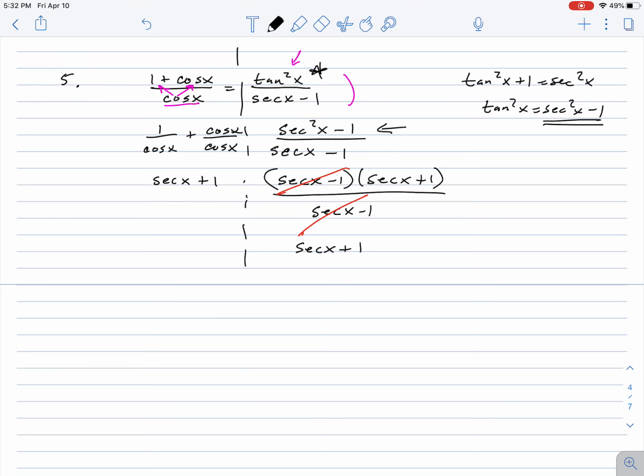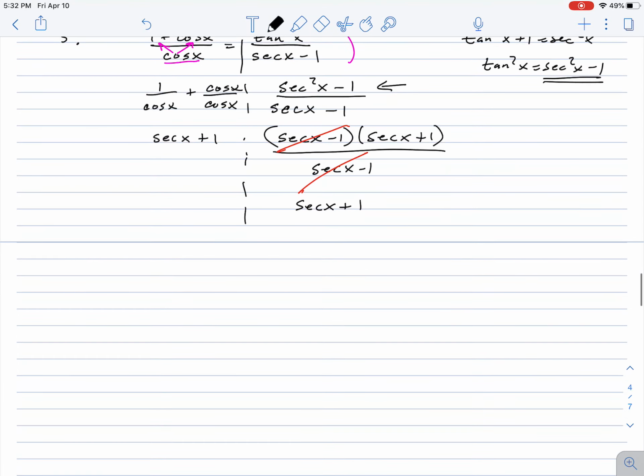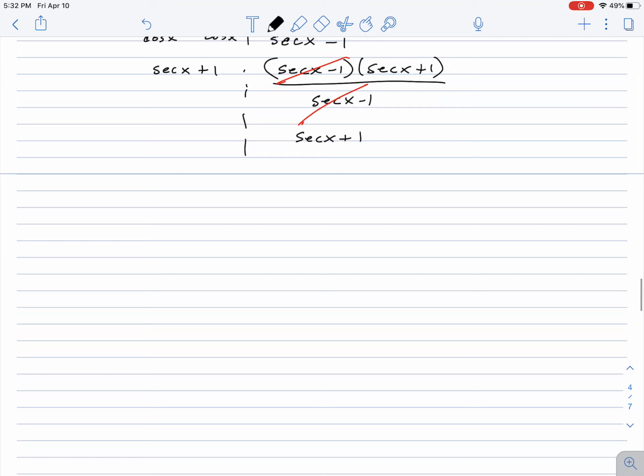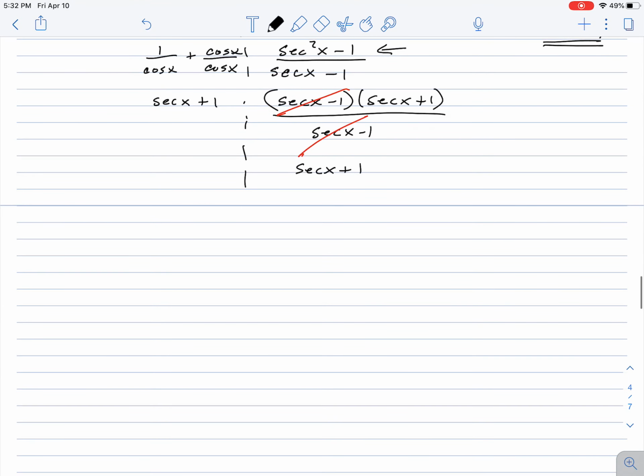The second way I think is a little bit harder, but I want to show you what it looks like anyways. So we're starting with, I lost my problem. Yeah, 1 plus cosine x over cosine x.